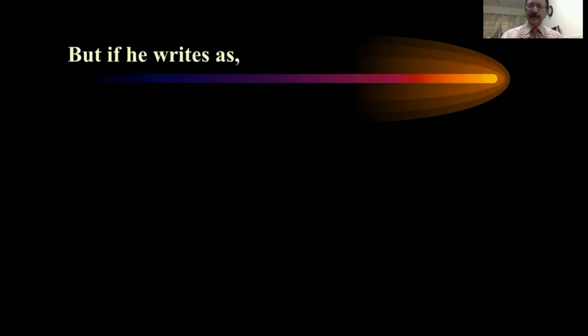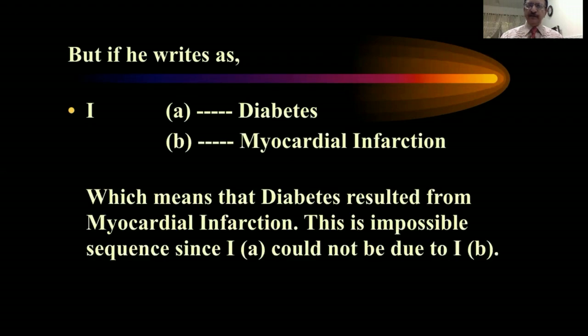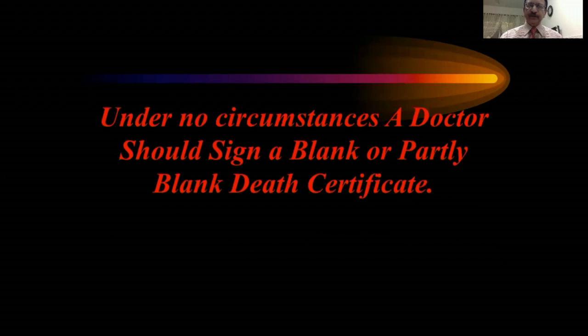And if we write 1A diabetes and 1B myocardial infarction, this would indicate that the diabetes has developed from myocardial infarction. So this is impossible. The sequence of 1A could not be due to 1B. So this is very important.